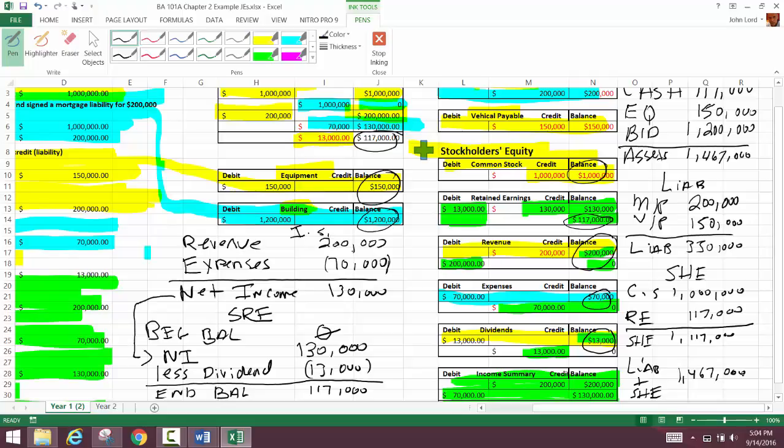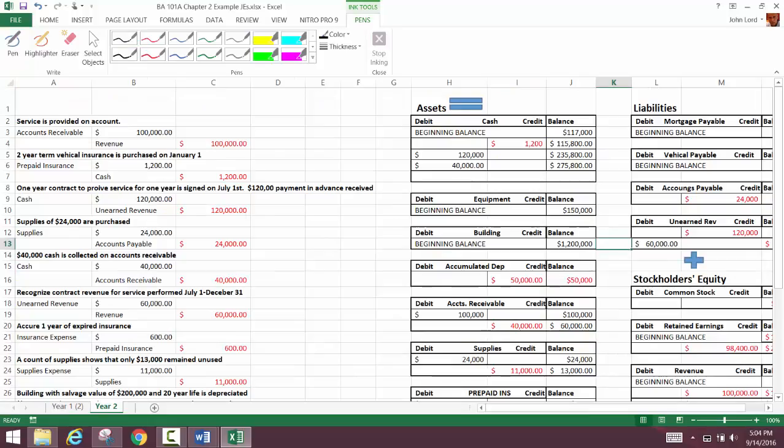I have a question in a what if scenario. So what if after you provided the service, they had paid you on account? Okay, well, let's get into year two then. And we're going to see that we're going to have some of those things coming up in year two. So we come over to year two, and one of the key things that we have to look at is first off, the beginning balances carry forward from year one for our balance sheet accounts, don't they?